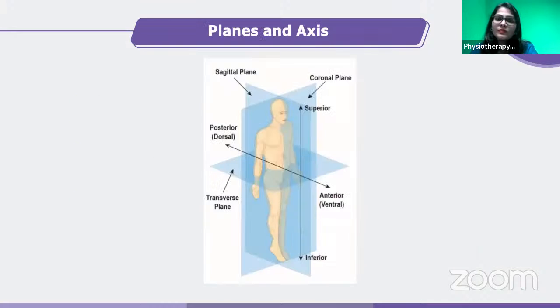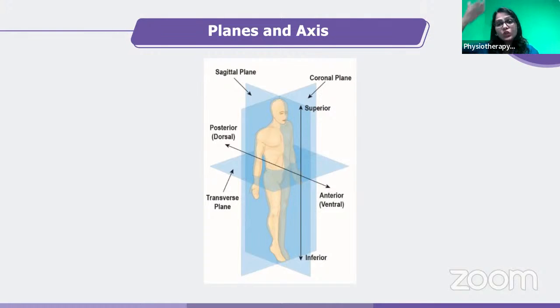So, starting with the biomechanics, we have studied in our biomechanics first chapter from Cynthia Hawkins. There are different planes and axes. There are 3 planes and 3 axes. First plane is the sagittal plane. Sagittal plane cuts the body into 2 halves, that is right half and left half. So it goes like this, dividing the body into right half and left half.